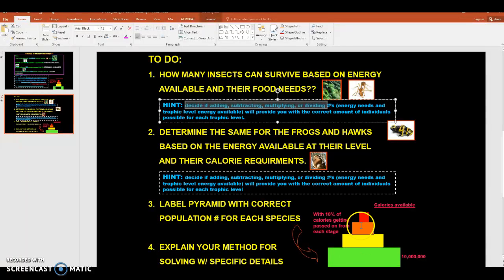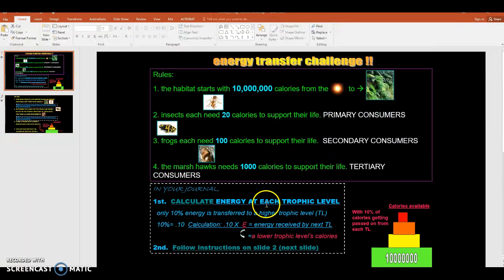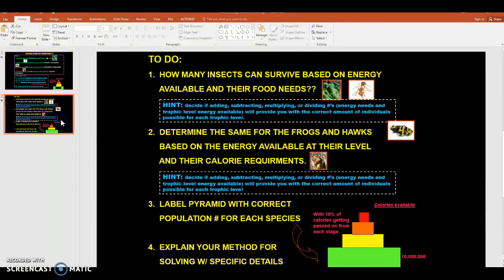So you need to draw this trophic level pyramid. You need to show at each level how many calories were available. This part you calculated at step 1, the first thing to do. So you knew how many calories were available at each trophic level. And then the last thing to do is how many individuals could exist here, here, here, and here on those calories. When you're done, you'll end up with a trophic level pyramid that shows how many calories are available at each level and how many organisms at each level can exist based on how many calories are available.